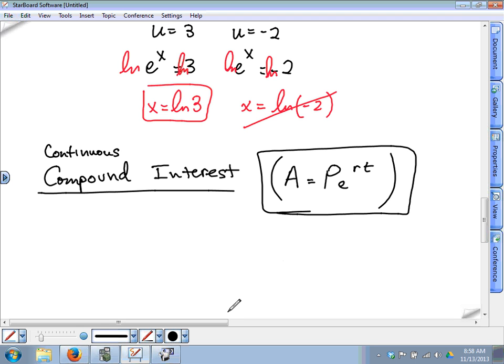Compound interest would be, well, we're going to accrue the interest monthly, or we're going to accrue the interest quarterly. That's just compounded. Simple interest is, I loan you $1,000, you pay me back with 10% interest. That'd be $1,100. That's simple interest. But if I say I'm going to accrue the interest monthly, then the interest compounds every month.